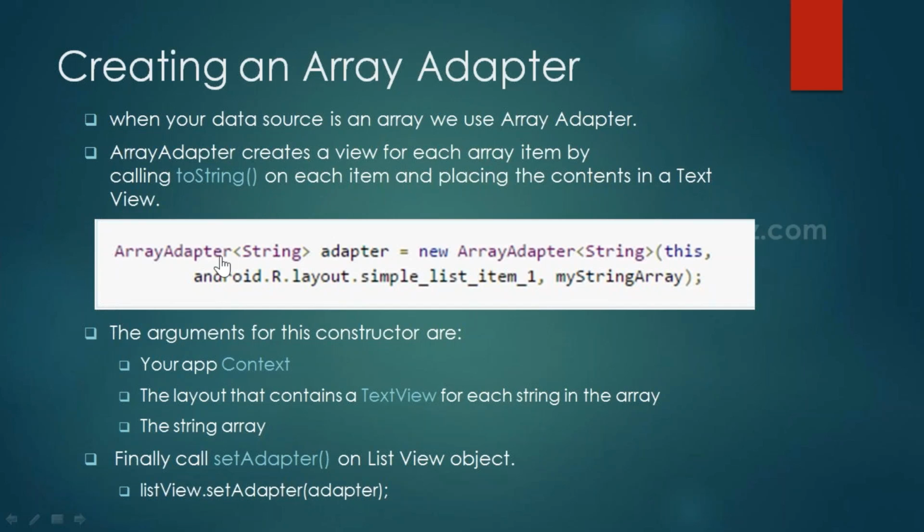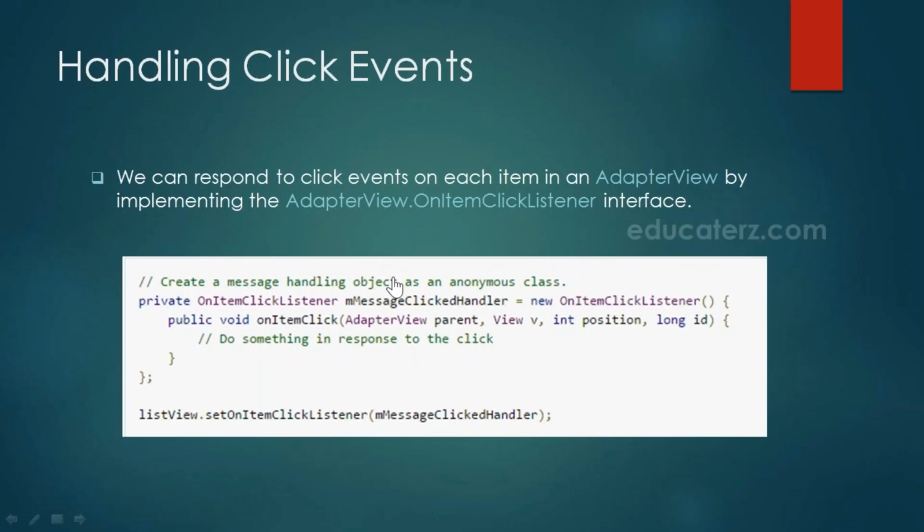So this is the constructor of our array adapter, which is of type string, and it is going to take three parameters. One is your application context. The second one is your resource ID, meaning the layout which is going to contain your text views, and the third one is your actual data. Once you create the array adapter, just pass this adapter using the set adapter method to the list view object, like this: list view dot set adapter, and pass the adapter value. Then whatever data is there in the array will be visible in list view format.